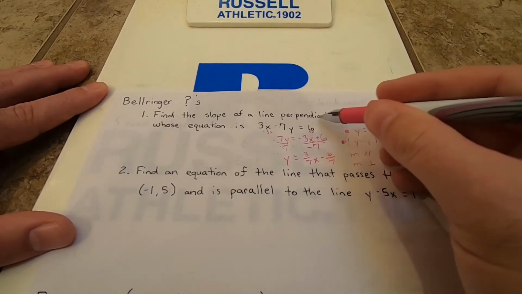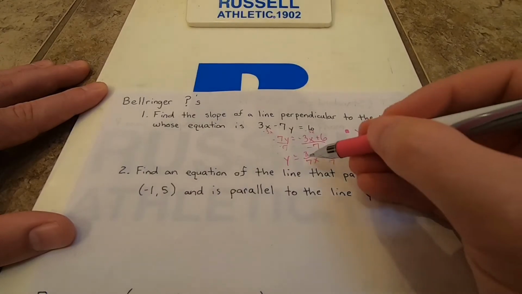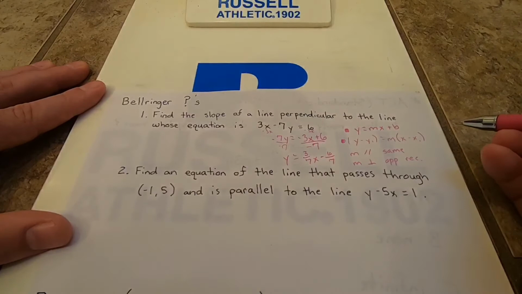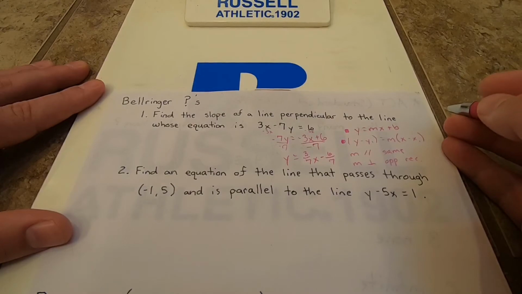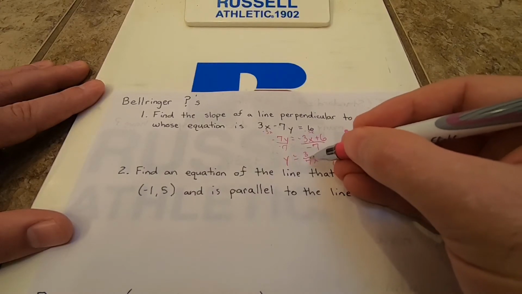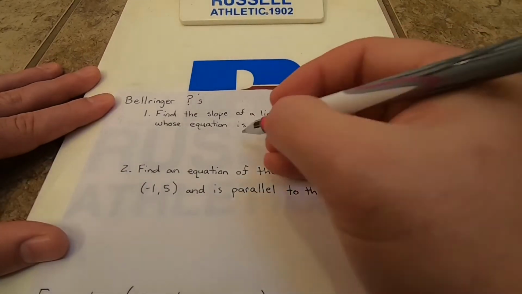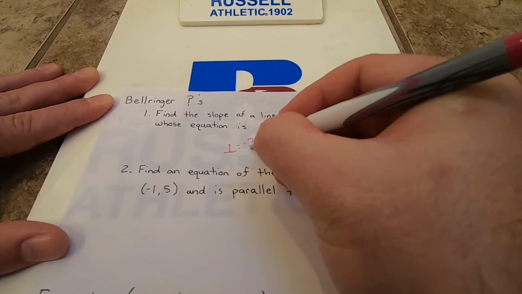We are asked for perpendicular. Since we're asked for perpendicular, we need the opposite reciprocal of what is given to us. So 3 over 7 is given to us. If you remember, the opposite reciprocal is the same as saying change the sign and then flip it. So this is a positive. Let's change its sign to be negative. And then if we were to flip 3 over 7, we now have negative 7 over 3. So the answer to this one, the perpendicular slope, is negative 7 over 3.